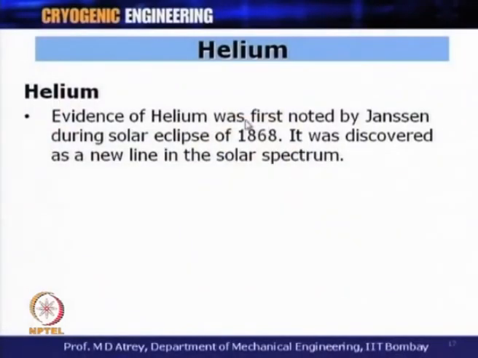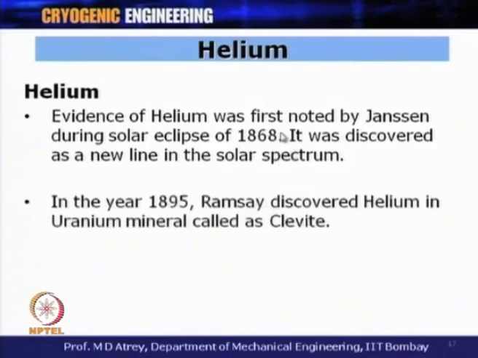The evidence of helium was first noted by Janssen during a solar eclipse in 1868. It was discovered as a new line in the solar spectrum. So, the discovery of the gas only happened around 1868. In the year 1895, Ramsay discovered helium in a uranium mineral called cleveite. So, this was the discovery on the earth for the first time in 1895. You can understand that it is a gas just 115 years old on the earth since discovery.